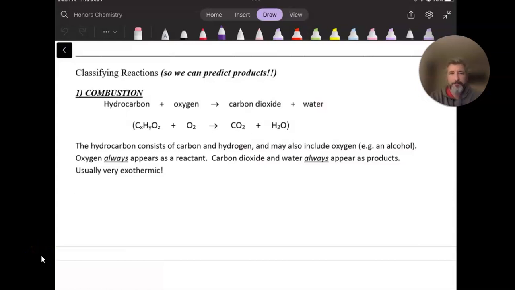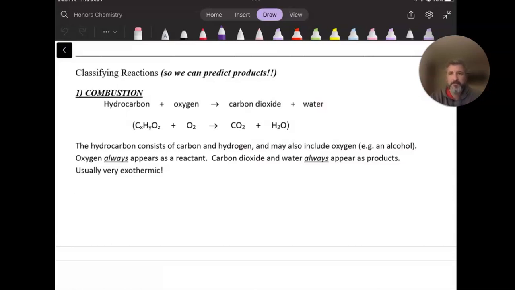All right, guys, so we are going to now, after getting into balancing equations, talk about classifying reactions. And we have five main types. We're going to start with combustion, which is actually probably the simplest, although they can be tricky to balance.